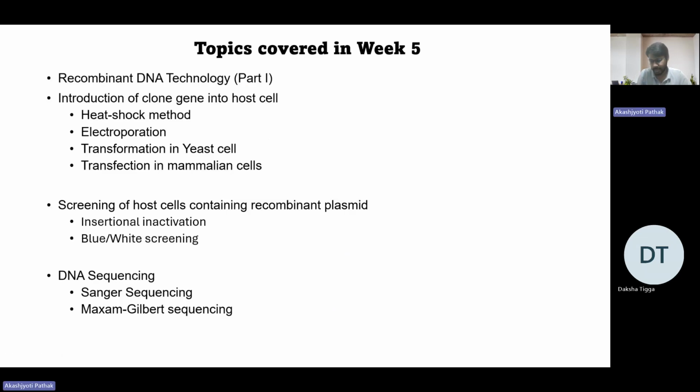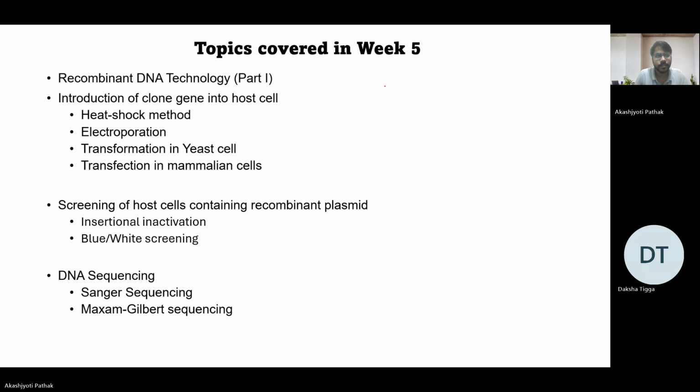There were a couple of important concepts covered in week 5. We have started the recombinant DNA technology. There are two parts, and week 5 deals with part 1 of the recombinant DNA technology. In the previous lectures, we learned how we can perform cloning, how we can clone our gene of interest into a vector.